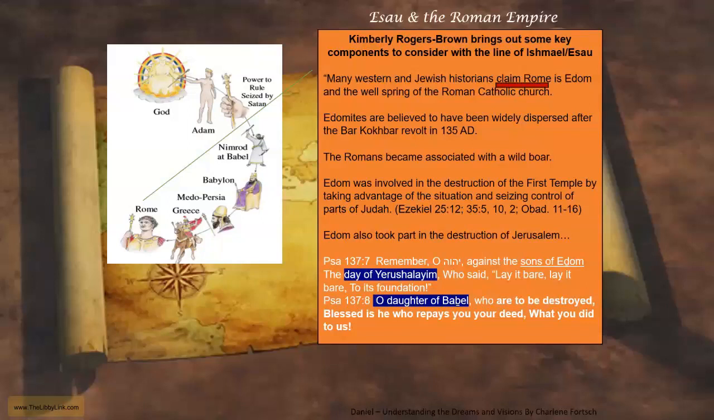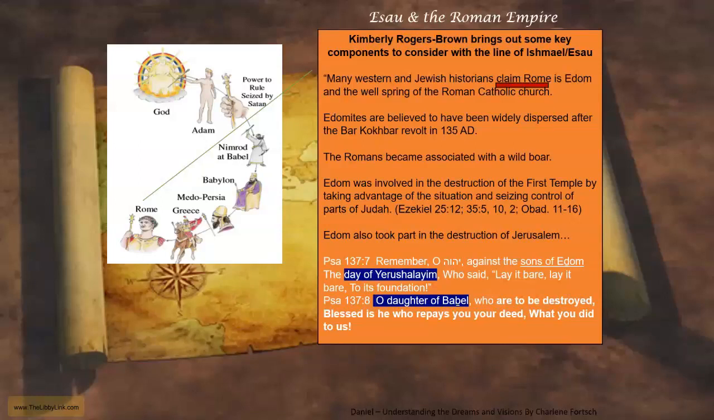She shares, and I verified this, that many Western and Jewish historians claim Rome is Edom and the wellspring of the Roman Catholic Church. Edomites are believed to have been widely dispersed after the Bar Kokhba revolt in 135 AD. The Romans became associated with a wild boar, associated with Edomites.